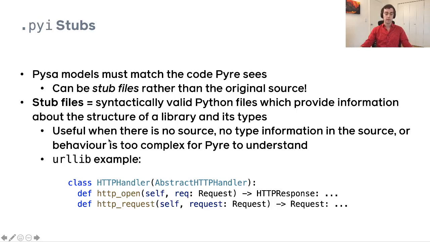For example, this is what a portion of the stub file for urllib looks like. So, syntactically valid Python, it uses those ellipses to elide function bodies, like I mentioned earlier. You'll also notice that it looks very similar to .pysa files. The only real difference between the .pysa files and the .pyi stub files is that the .pysa files use fully qualified names, whereas the .pyi files do not.